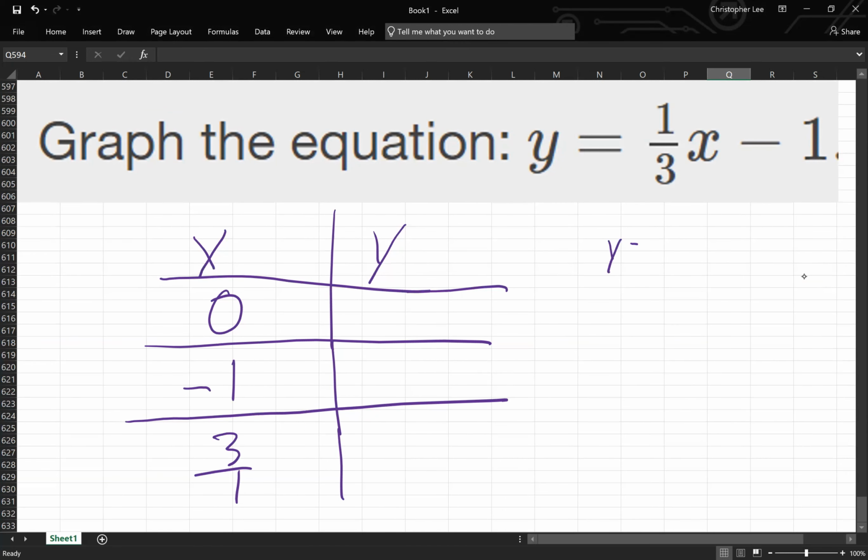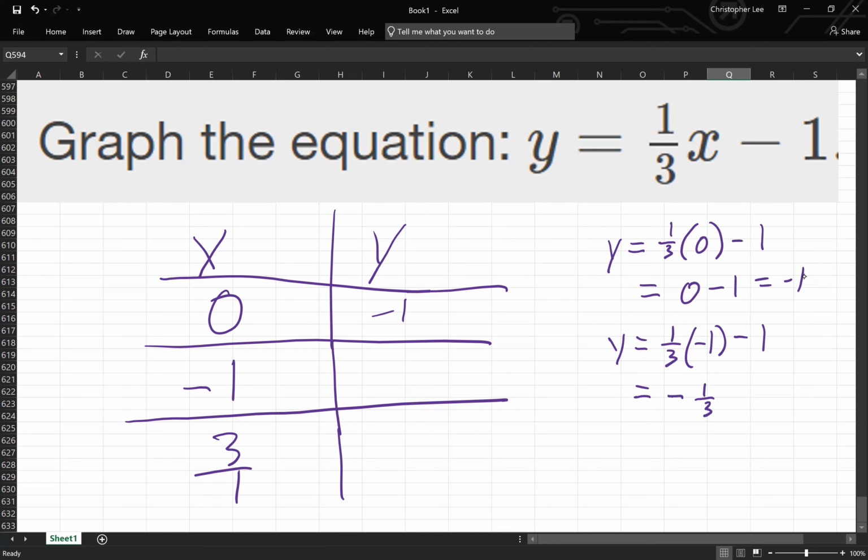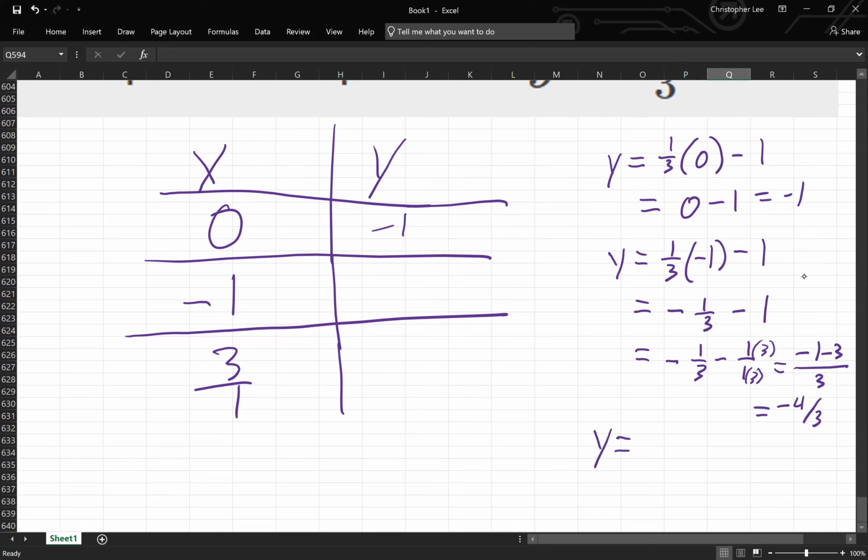So I'm gonna have y is equal to 1/3 times 0 minus 1. And we already know that's gonna be 0 minus 1, -1. Then we're gonna have y is equal to 1/3 times -1 minus 1, which is -1/3 minus 1, which you know is -1/3 minus 1/1. And in order for me to subtract, I gotta have the same denominator. So this is -1 minus 3/3, which is -4/3. And then last one, we have y is equal to 1/3 times 3/1 minus 1, which you already know, that's gonna cancel out. That's gonna be 1 minus 1, which is 0.